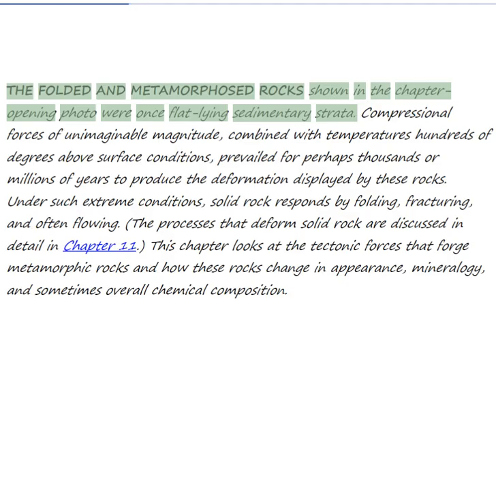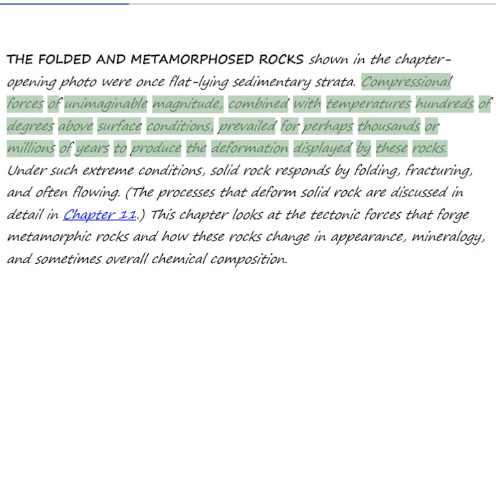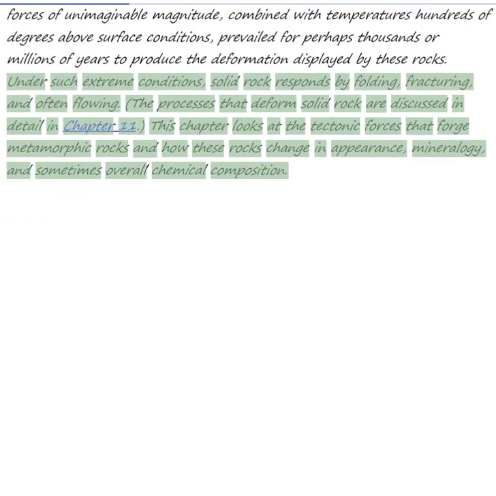The folded and metamorphosed rocks shown in the chapter opening photo were once flat-lying sedimentary strata. Compressional forces of unimaginable magnitude, combined with temperatures hundreds of degrees above surface conditions, prevailed for perhaps thousands or millions of years to produce the deformation displayed by these rocks. Under such extreme conditions, solid rock responds by folding, fracturing, and often flowing. This chapter looks at the tectonic forces that forge metamorphic rocks and how these rocks change in appearance, mineralogy, and sometimes overall chemical composition.